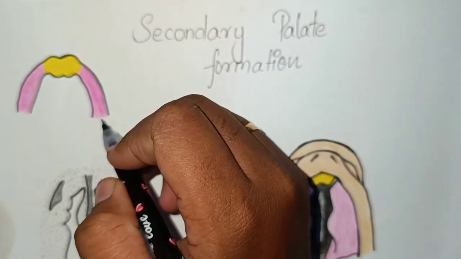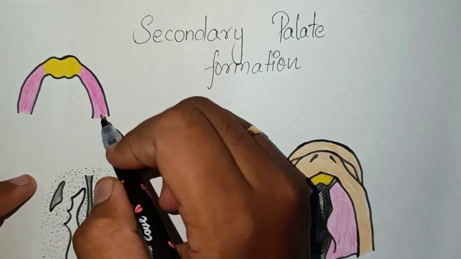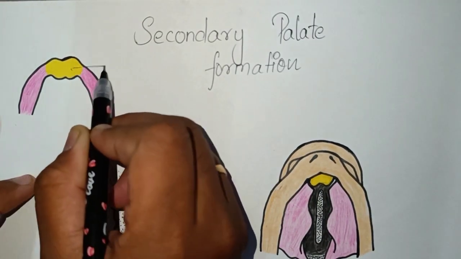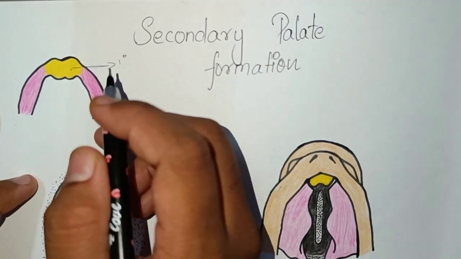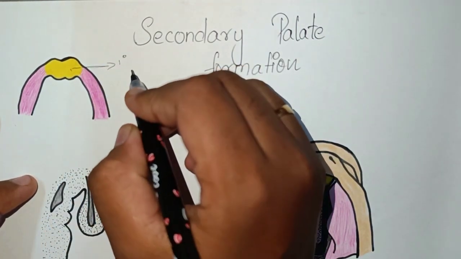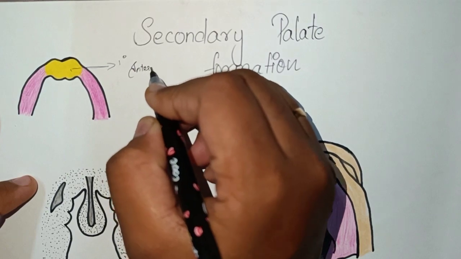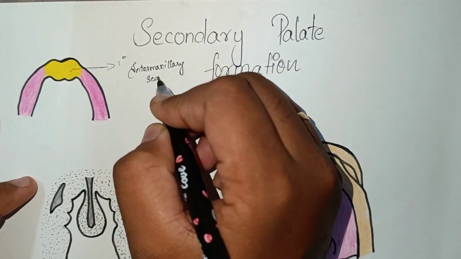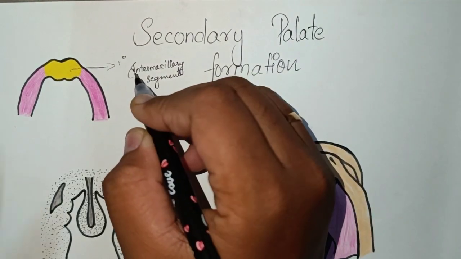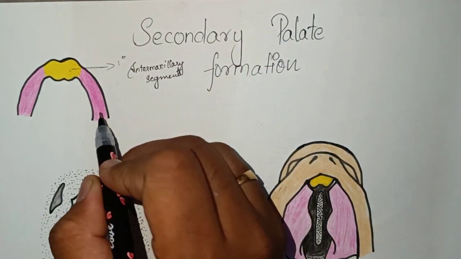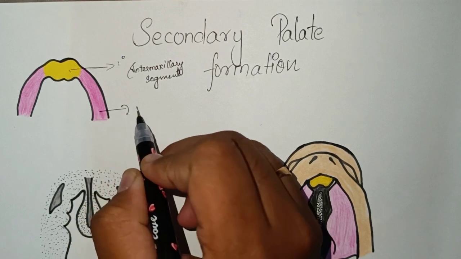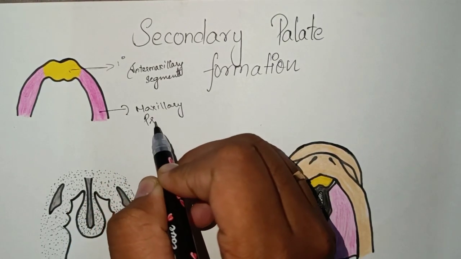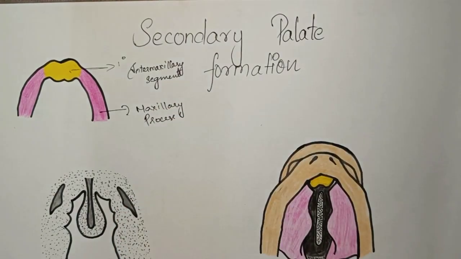Before going into detail about the formation of the secondary palate, you should know what the intermaxillary segment is. I explained it in detail in the last class, but I have drawn a simplified image here. This yellow portion is your primary palate, or intermaxillary process, or intermaxillary segment. The pink portion I have marked here is your maxillary process. You have a maxillary process on both sides of your intermaxillary segment.